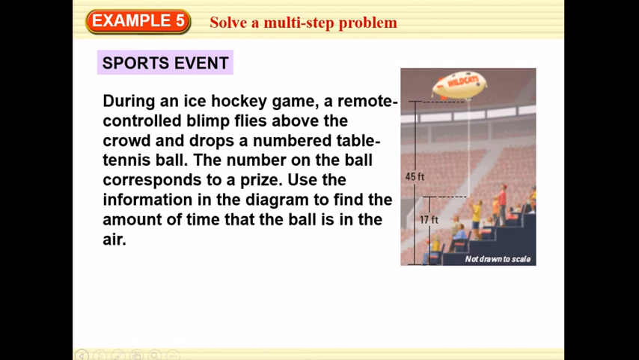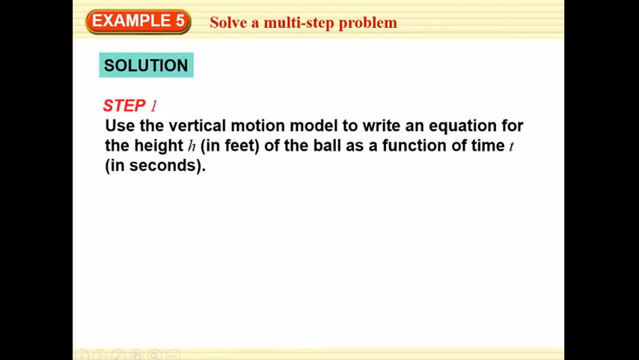So, example 5, sports event. During an ice hockey game, a remote-controlled blimp flies above the crowd and drops a number of table tennis balls. The number on the ball corresponds to a prize. Use the information in the diagram to find the amount of time that the ball is in the air. Alright, what an odd problem.